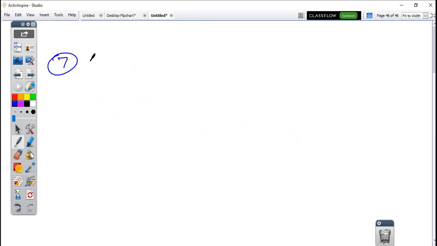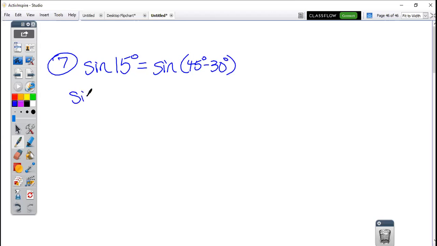Sine of 15. So basically, this is the same as number 5, but on number 5 we did cosine, and number 7 we're going to do sine. So I'm going to change it to the same thing, 45 minus 30. And I'm going to do the difference identity for sine, which is sine of 45 degrees, cosine of 30 degrees, minus the cosine of 45 degrees times the sine of 30 degrees.